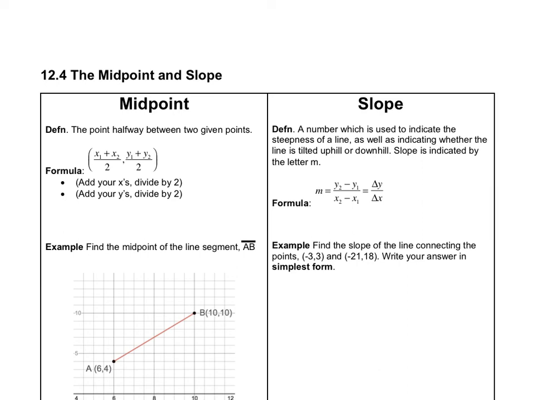So midpoint. It is the point halfway between two given points. The formula is x1 plus x2 over 2, y1 plus y2 over 2. A student messaged me, I think, Thursday or Friday saying, Mister, I got this question wrong. And I looked at their answer. Their answer was completely right, but it was wrong. Here's why it was wrong.